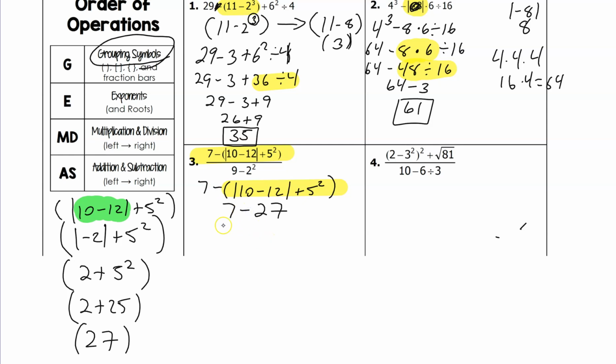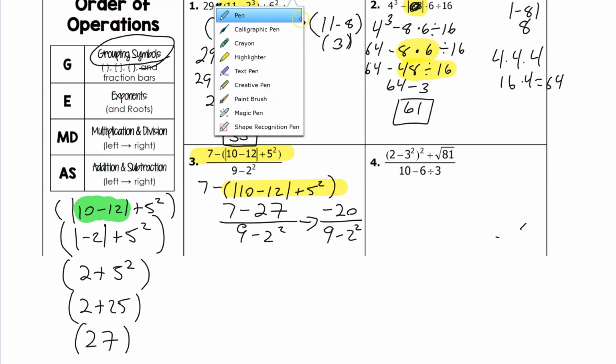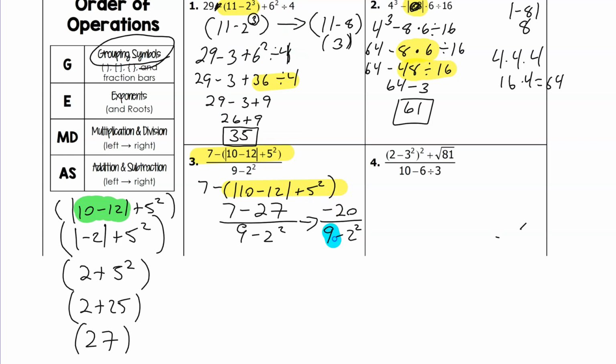So we have 7 minus 27 all over 9 minus 2 squared. Well, 7 minus 27, what is that? That's going to be -20. So we'll go ahead and rewrite this over here. So this is -20 divided by, our fraction bar is divided by, negative 2 squared. We went ahead and dealt with the top of the fraction, and that's simplified as far as it can go. So now let's look at the bottom of the fraction. We'll do that over here. When we look at that, we have 9 minus 2 squared.